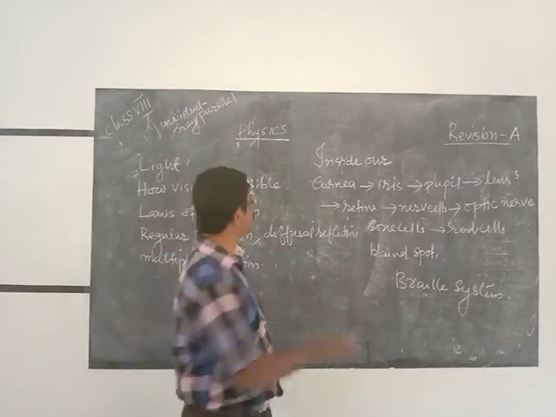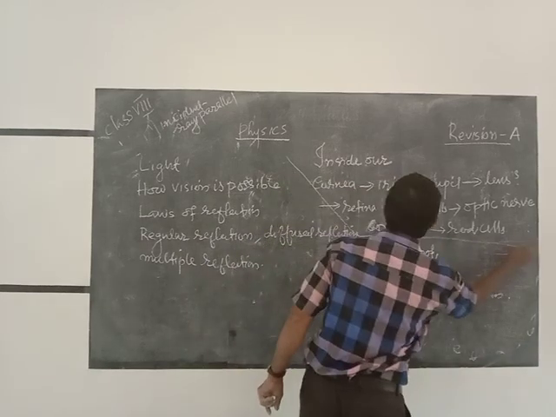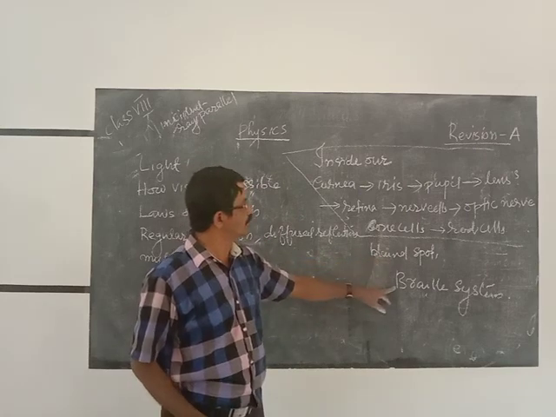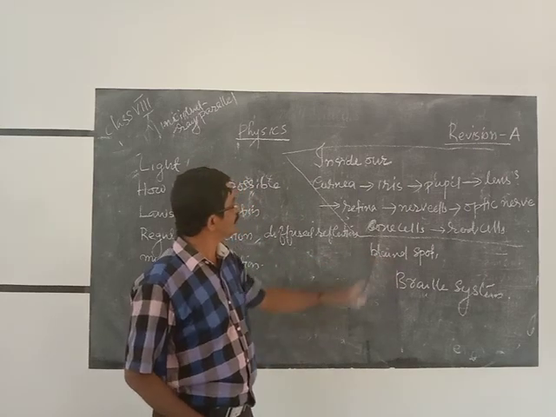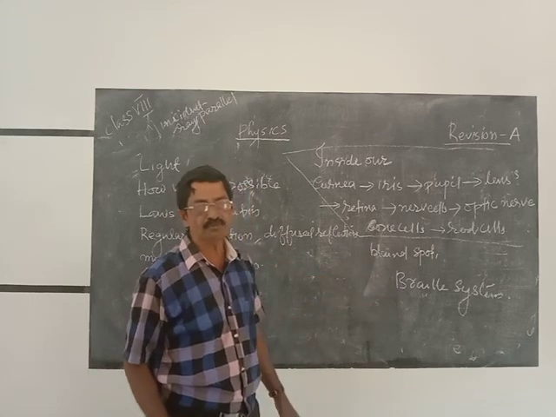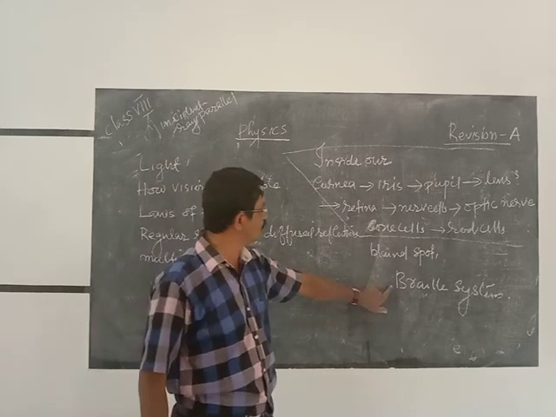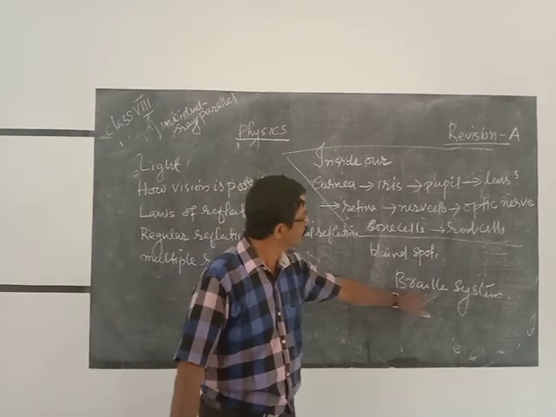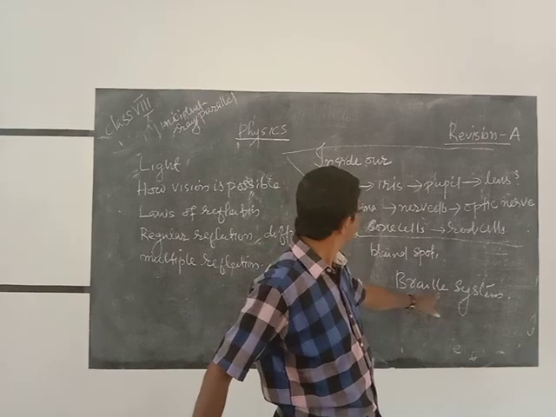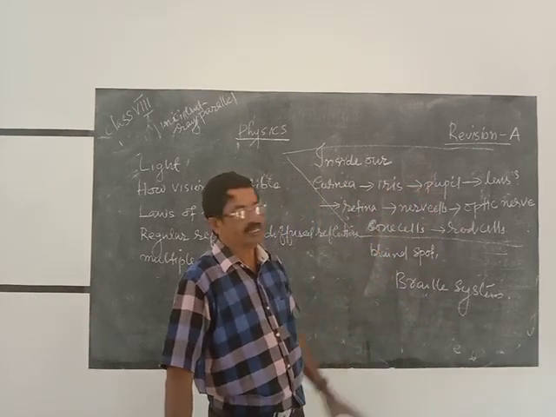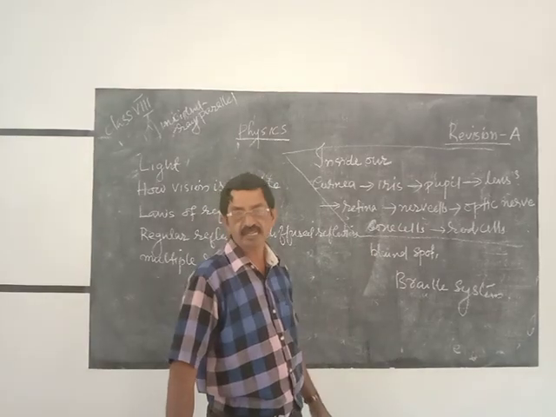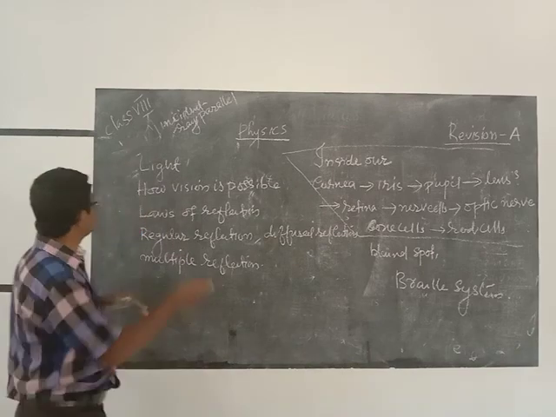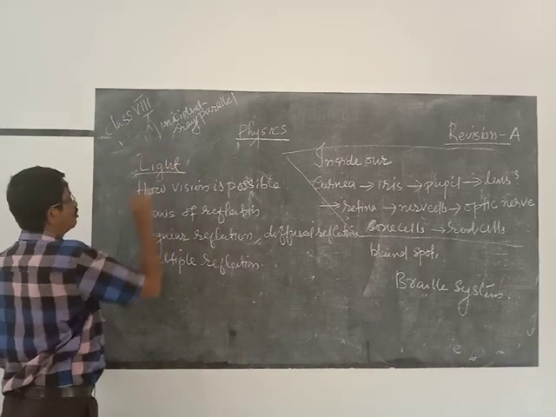These things you want to remember when you discuss about the eye. Then blind spot. Then Braille system. This system is used for visually challenged persons. Then how to protect our eye. These are the things we want to remember from this unit light when we go through the exam point of view.